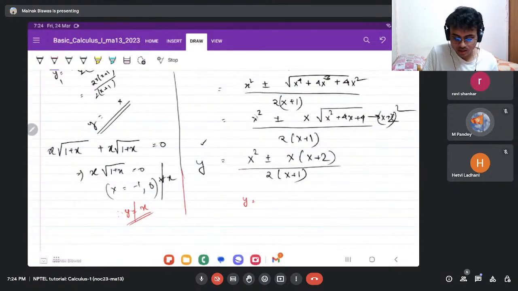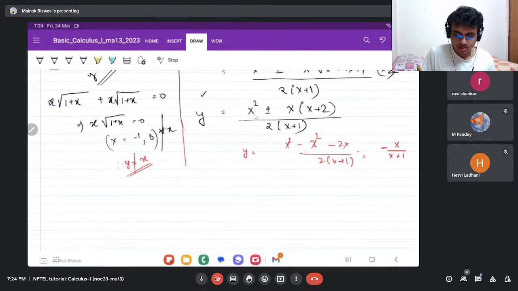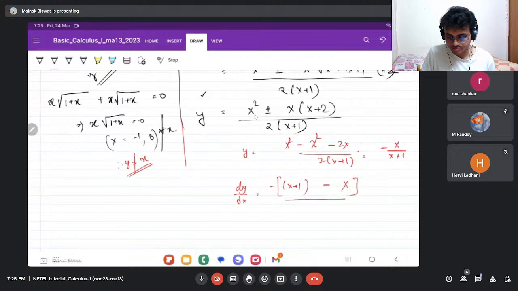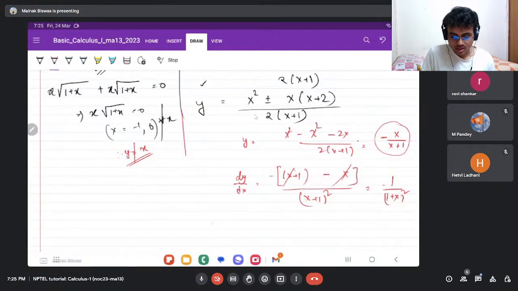So, next is y is equal to, if you take the negative, x square minus 2x by 2 into x plus 1. This is equal to minus x by x plus 1, right? Now you take the derivative and tell me what is the derivative. You see, the numerator will become x plus 1 minus the derivative of the denominator, x plus 1 minus x by x plus 1 squared. So it's minus 1 by 1 plus x squared. So this is matching, plus you can put this into the equation, right?